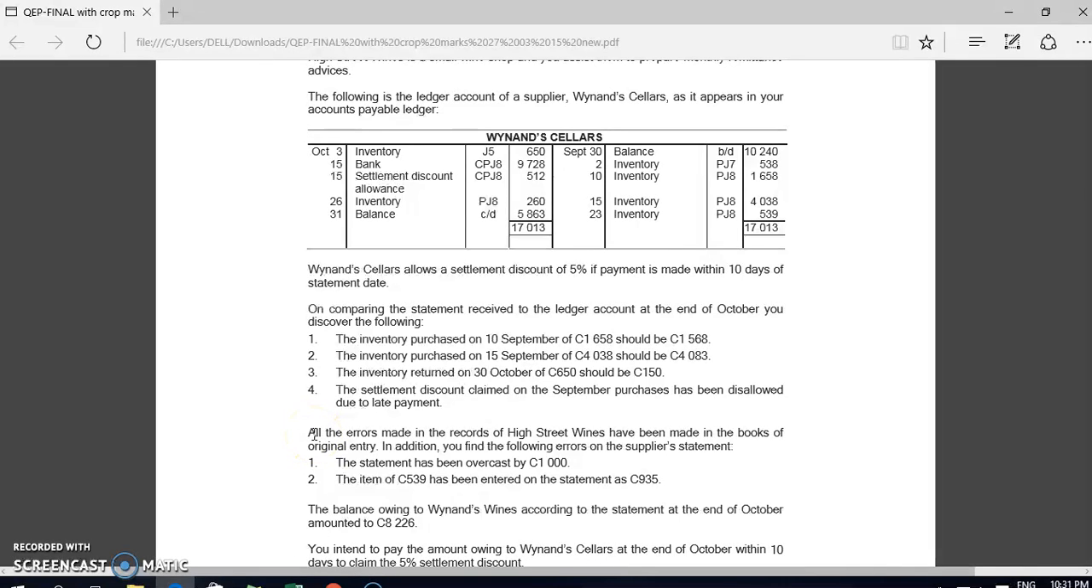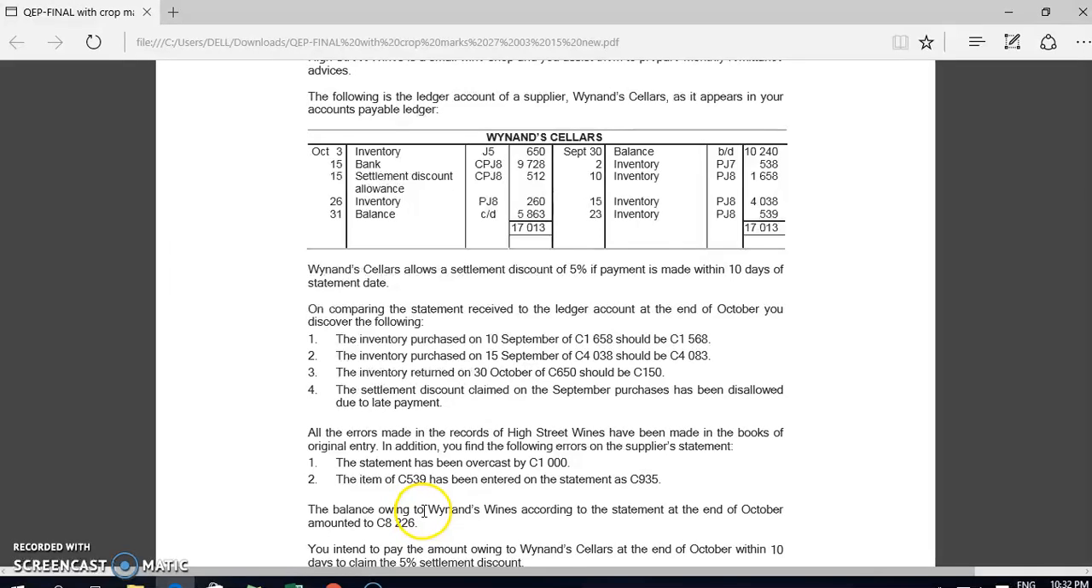Then the next paragraph says all errors made in the records of High Street Wines have been made in the books of original entry. In addition, you find the following errors on the supplier statement. The statement was overcost by 1,000 Rand, so we have to decrease the statement. And the item of 539, so we look for the item of 539, it's that item over there, had been entered on the statement as 935. So the statement entered too much. So the statement increased our account by 935 instead of 539, so we have to do the difference.